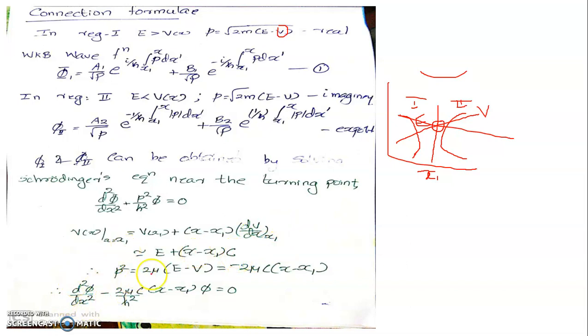Then p square equals 2 mu into (e minus v), and instead of v we substitute this one. So e minus e vanishes. You will have a minus c into (x minus x1). That minus is taken out. Minus 2 mu c into (x minus x1) will be an approximate value of p square.